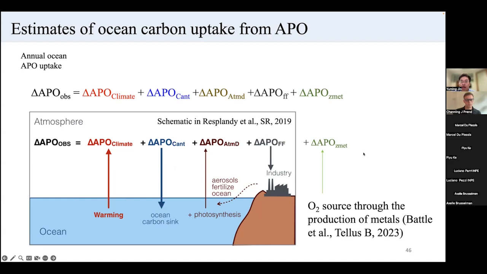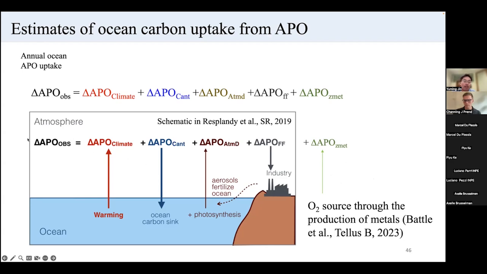And recently, Battle et al. also introduced another term called ZMAT. ZMAT is an oxygen source to the atmosphere that accounts for the small fraction of fossil fuel oxidation during the refining of metal over the land. This is also a very small correction.